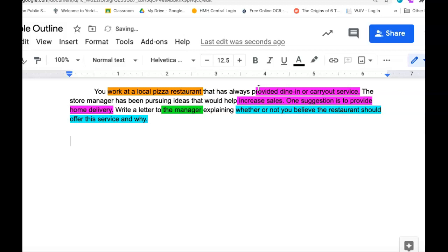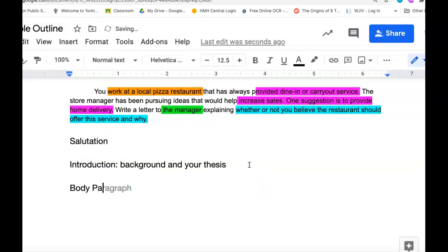So remember that you are going to start with a salutation. Then you're going to have an introduction where you give background and your thesis. Oops, misspelled that. You're going to have body paragraphs that start with a topic sentence. And then you're going to have a conclusion. And you are going to sign off at the end.